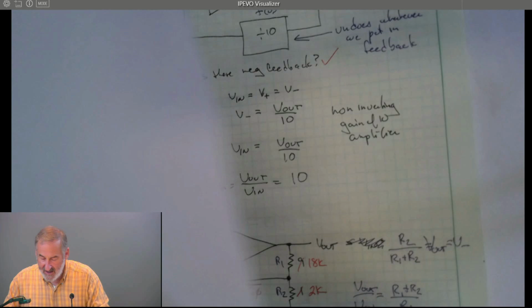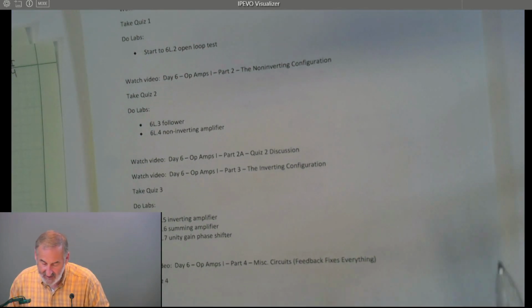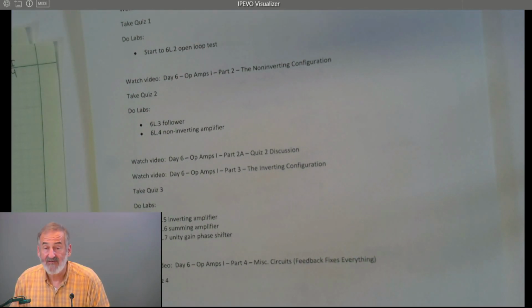So when you're done with that, we'll come back, we'll take a look at the answers to quiz 2, and we'll talk about another configuration that gives us an inverted output. So a positive input gives us a negative output, called the inverting configuration.